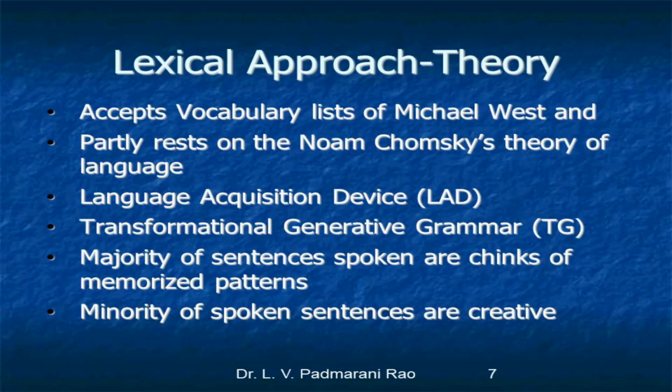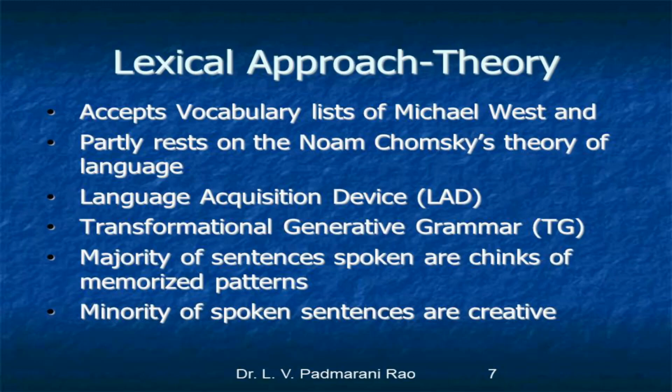Language users can create many sentences from one kernel sentence or base structure, according to Chomsky. This is referred to as transformational generative grammar, which talks about base structures and surface structures. The lexical approach believes Chomsky's proposition is only half the truth. It holds that only a minority of spoken sentences are entirely novel creations, and word combinations functioning as chunks of memorized patterns form a major part of speech.